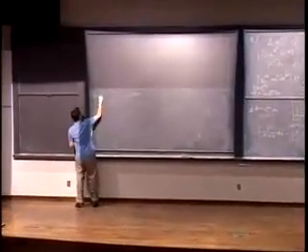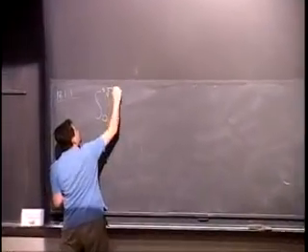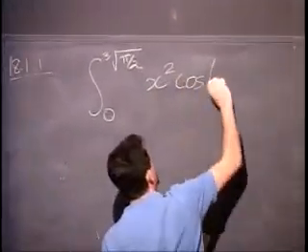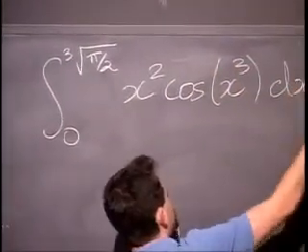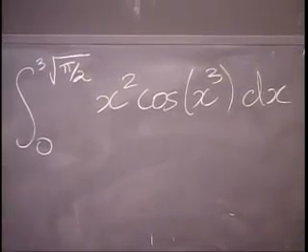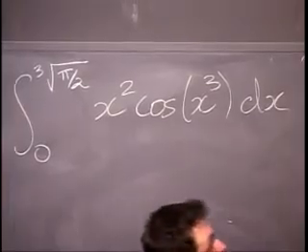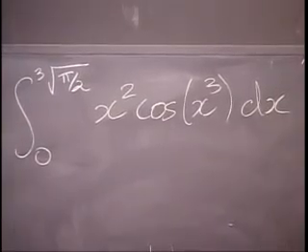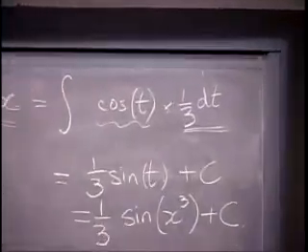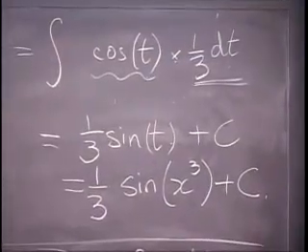So, let's talk about definite integrals and substitution. Consider this example. Suppose I integrate from 0 to the cube root of pi over 2, a lovely number, of x squared cosine x cubed dx. Now this should look familiar. We did this indefinite integral before. The answer was 1/3 sine x cubed plus a constant.